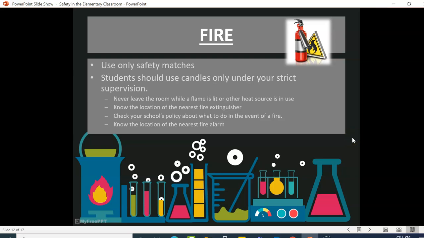Never leave the room while a flame is lit or other heat source is in use. Know the location of the nearest fire extinguisher and make sure you know how to use it. Check your school's policy about what to do in the event of a fire, and know the location of the nearest fire alarm. Have a map by the door of the classroom illustrating its location.